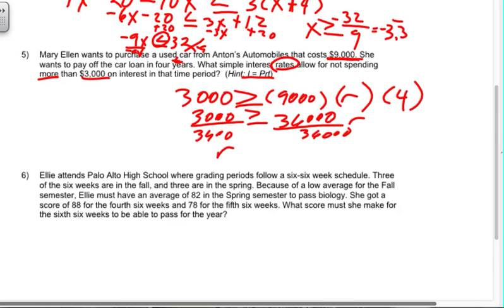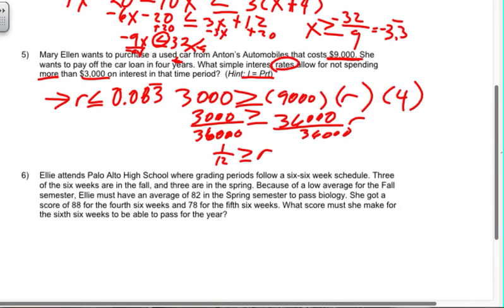Let's keep writing it the way we got it. So I'm going to have 1/12 greater than or equal to R. Or R is going to have to be less than or equal to, if we plug this in, it works out to be 0.083 repeating. Or the interest rate must be less than or equal to 8 1/3%. Again, this seems like a reasonable number, okay? And that's how you would justify it.